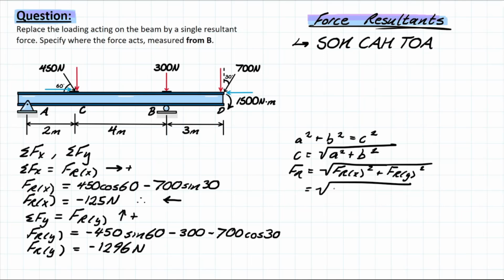So for the x component, we have negative 125. Negative's not going to matter since we're squaring it at the end of the day. And the 1296 is also squared for the y component. And solving for this, you're left with 1,302 newtons. That's going to be your magnitude for this resultant force.